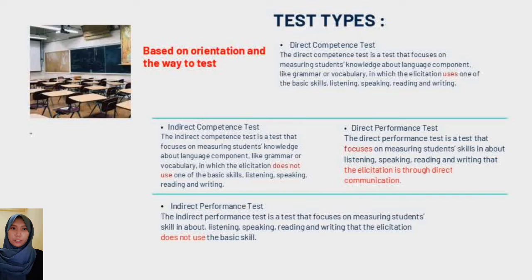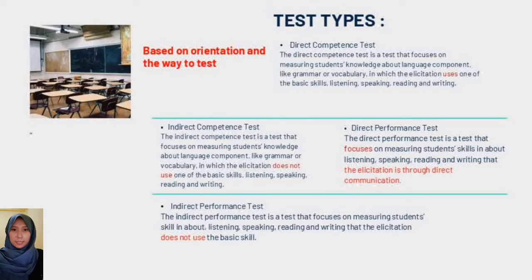The second is indirect competence test. The indirect competence test is a test that focuses on measuring student knowledge about language competence like grammar or vocabulary, in which the elicitation does not use one of the skills: listening, speaking, reading, and writing. And the second is performance test. Direct performance test is a test that focuses on measuring student skill in listening, speaking, reading, and writing, while the elicitation is through direct communication.